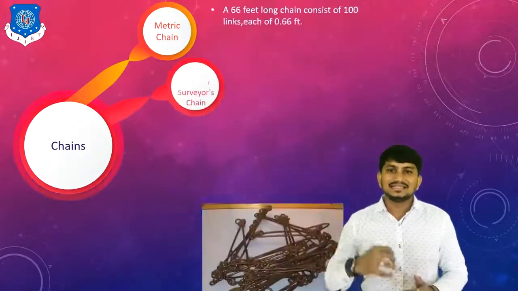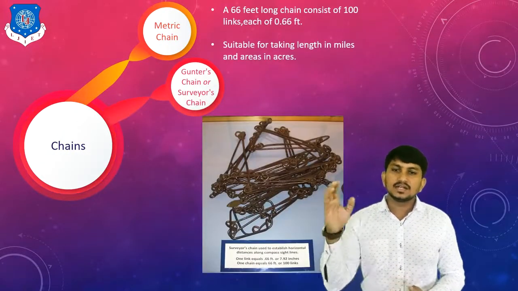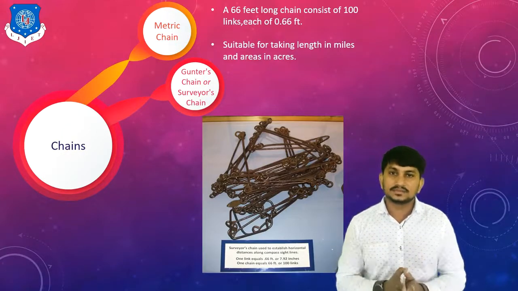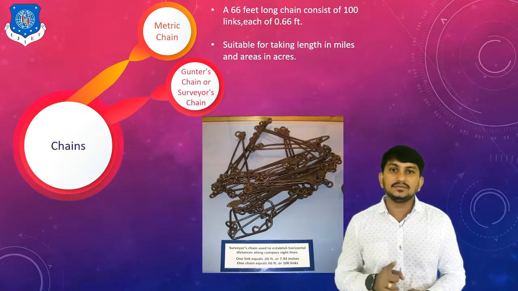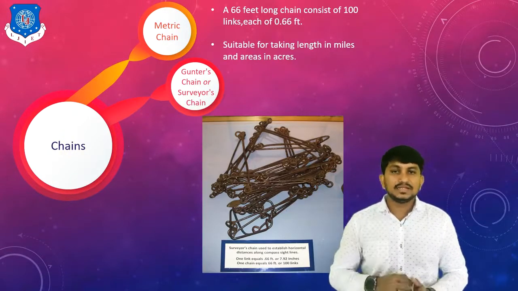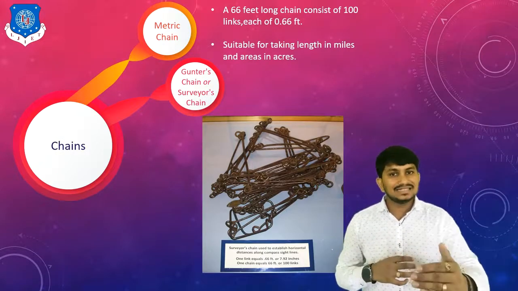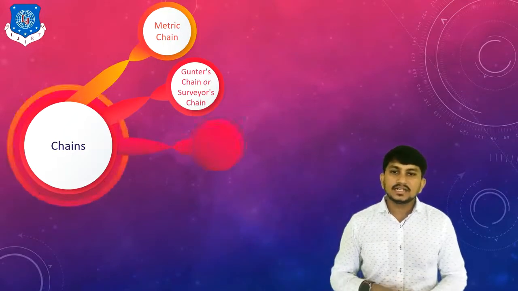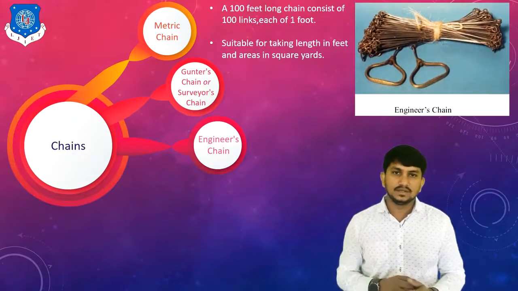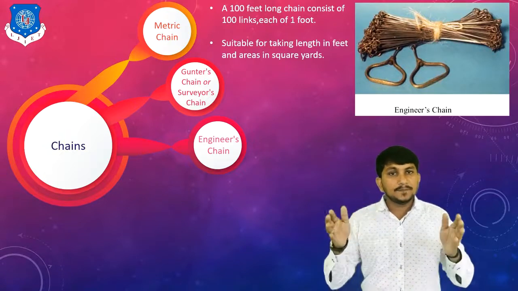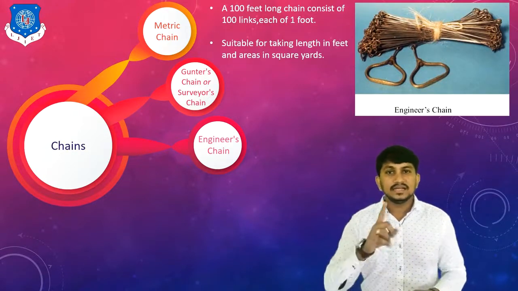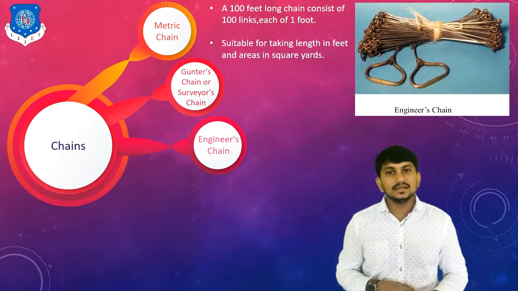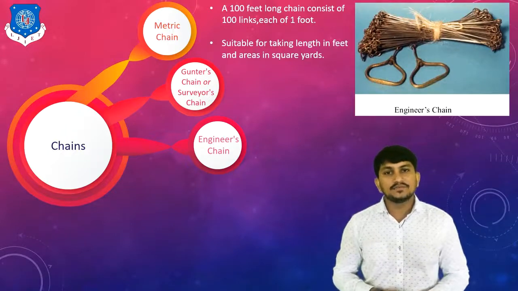Now, let's discuss the second type of chain, which is gunter's chain or surveyor's chain. It is a 66 feet long chain having 100 links. Means each link having size of 0.66 feet. It is suitable for taking lengths in miles and areas in acres. Third type of chain is engineer's chain, which is 100 feet long having 100 links. Means each link size is about 1 feet. It is suitable for taking lengths in feet and areas in square feet or square yard.